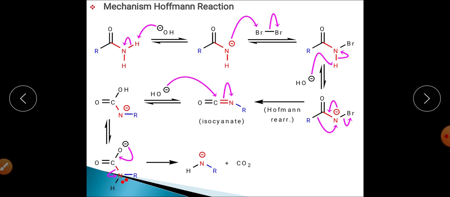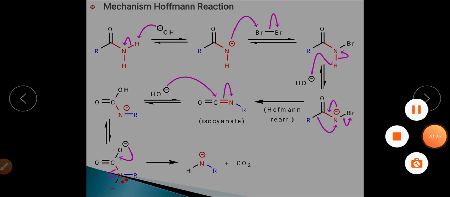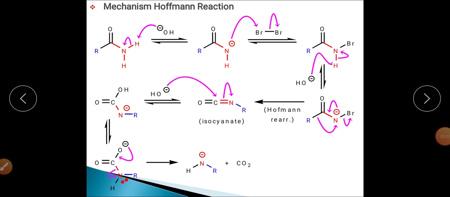So this is all about the synthesis of amines by using different methods, and tomorrow we will discuss the chemical reactions of amines.